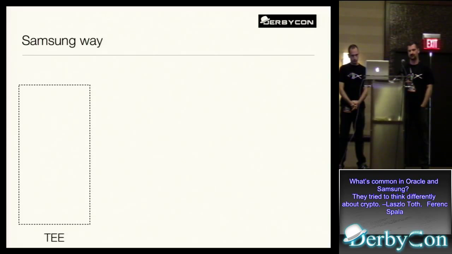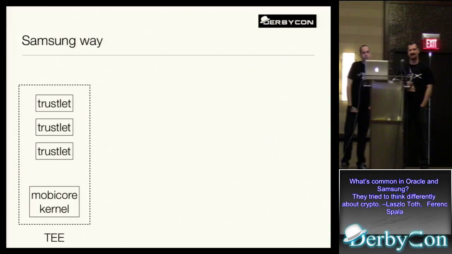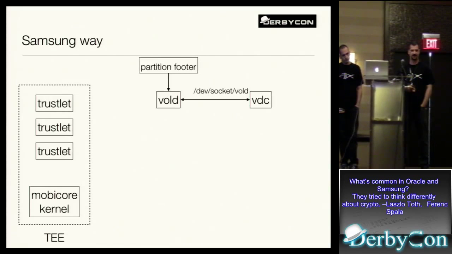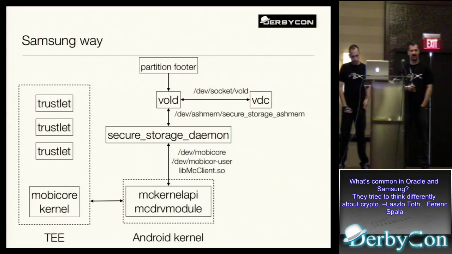On Samsung phones, there is a kernel called MobiCore, which was developed by a German company called G&D. You can have trustlets above this kernel for a specific purpose. On S4, one of them is used for the phone encryption. However, vold is still there, as you saw, and vdc can be used. Vold sends the data from the partition footer to the secure storage daemon. And the secure storage daemon communicates with the MobiCore environment, with kernel drivers, and with the help of the client library.